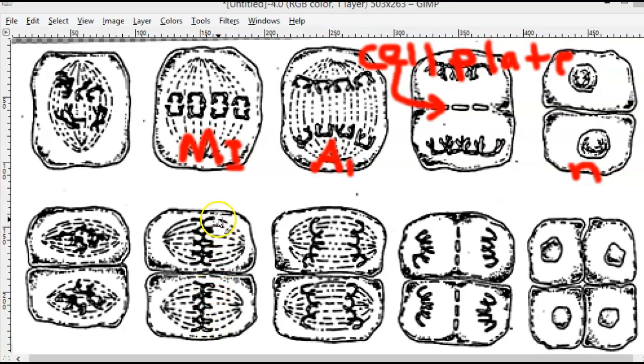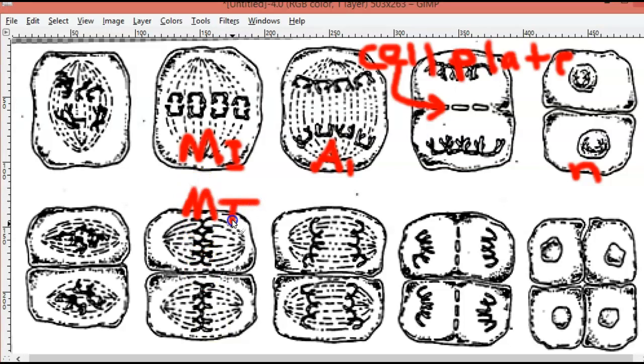Here, they're going to be lining up single file, no longer pairs. Alright, now notice right here, there's the sister chromatids that are going to go apart. Look at this. This is a really interesting part. This is going to be an easy way to recognize it.